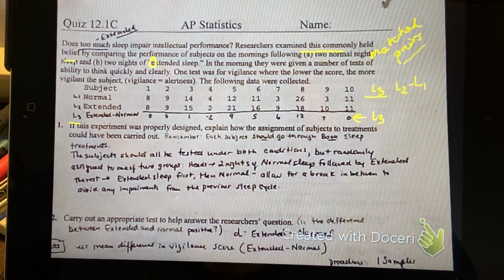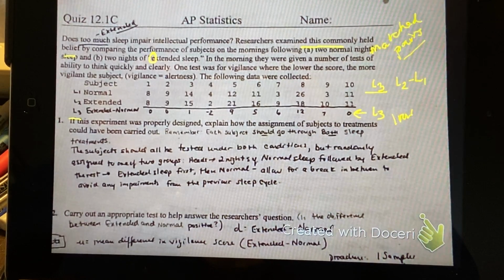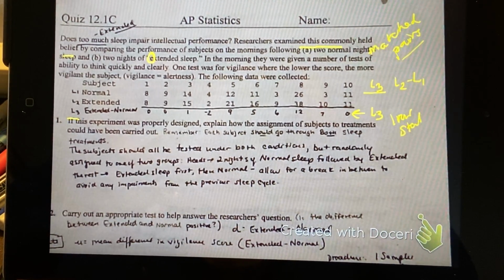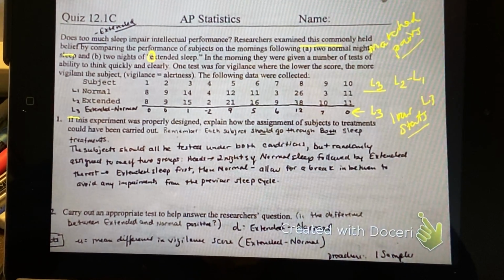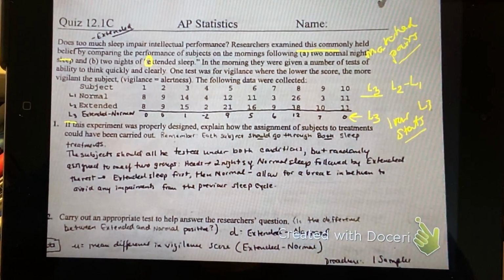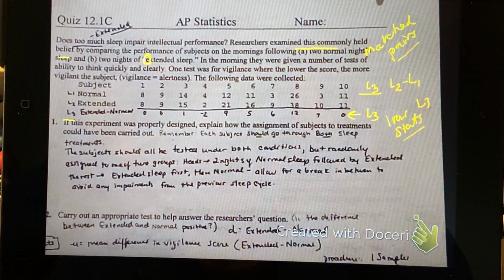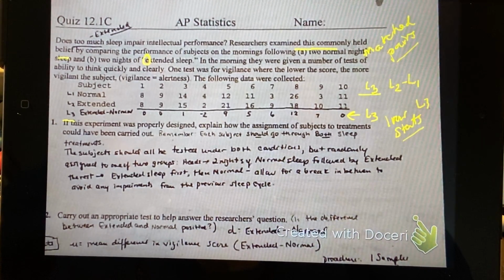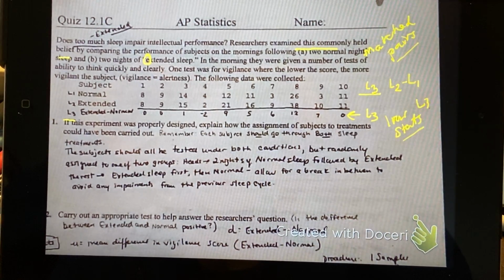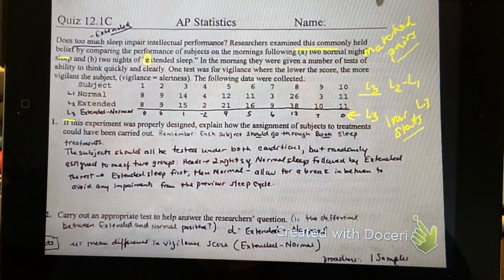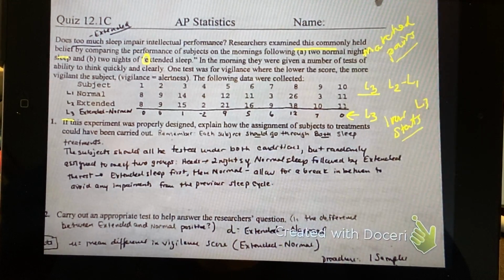That's list 3. And then I did a 1-var stats on the entire list 3. Make sure you're doing the right list 3. And so that was able to give me an overall difference. So I'll get to that here in a second. And so here, number 1 takes us back to chapter 5. If this experiment was properly designed, explain how the assignment of subjects to treatment could have been carried out.